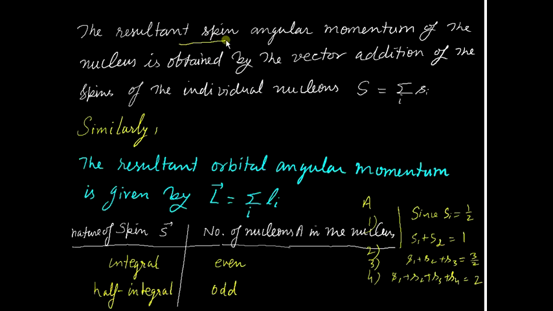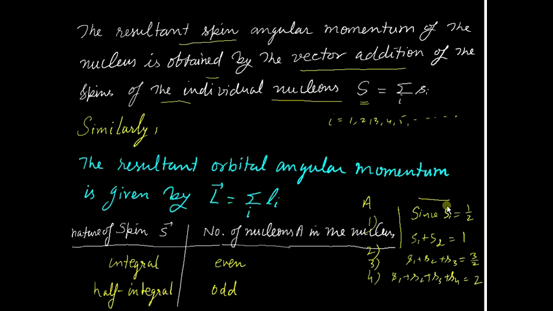The resultant spin angular momentum of the nucleus is obtained by vector addition of the spins of the individual nucleons. So capital S is equal to the summation over i of Si, where i represents the nucleons: 1 nucleon, 2, 3, 4, 5 and so on. So if you want to find the total spin angular momentum, then you have to add all the values of the spin angular momentum.